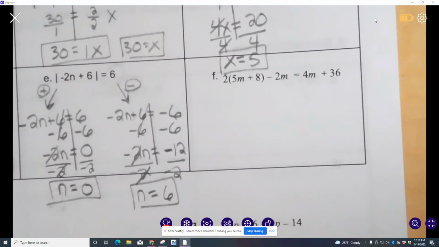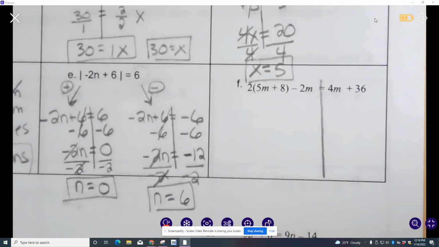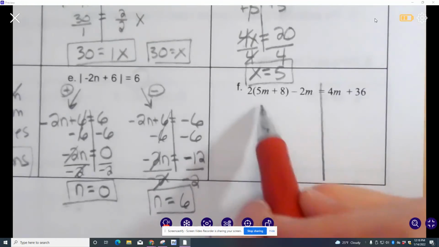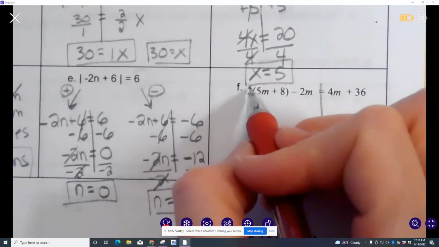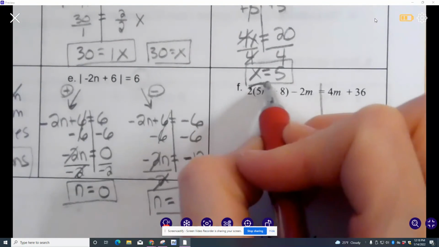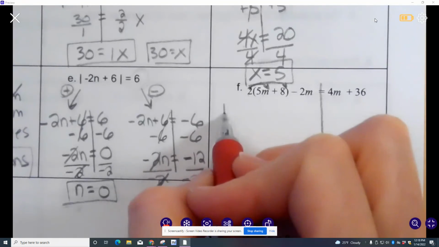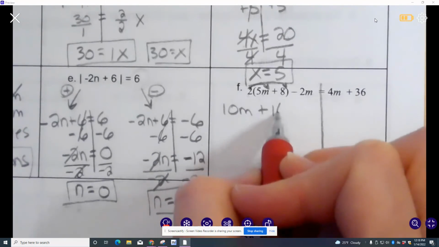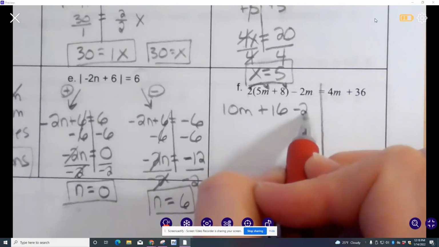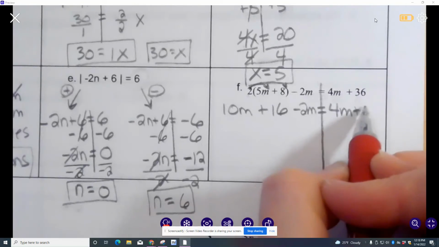Nice. Okay, one more that I'm going to go through here. Draw your line. This one's got everything happening in it. Start with your parentheses. Remember, always look for those parentheses first. So we're going to do distributive property here. 2 times 5m is 10m. 2 times 8 is 16. Minus 2m, copy it, equals 4m plus 36, copy it.